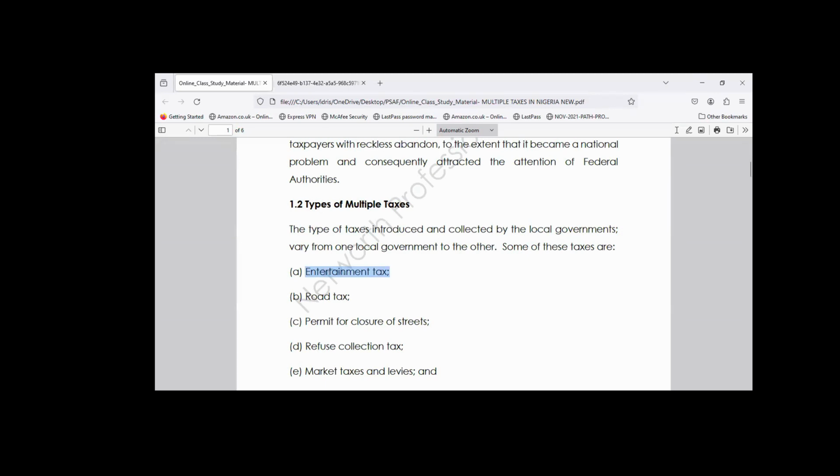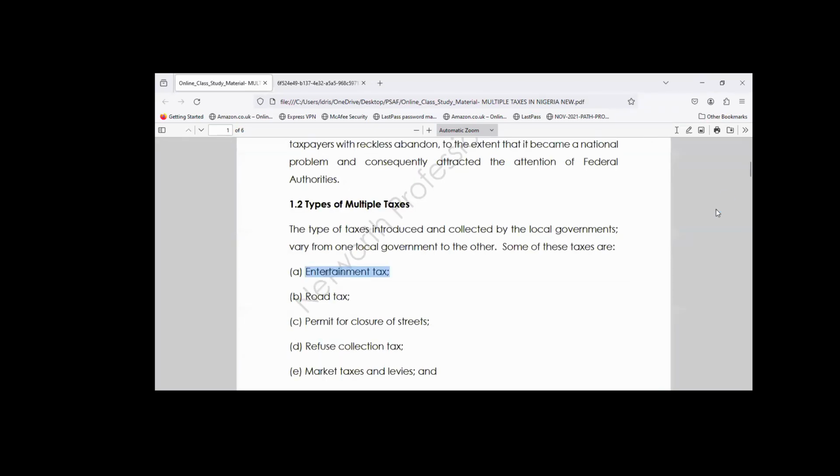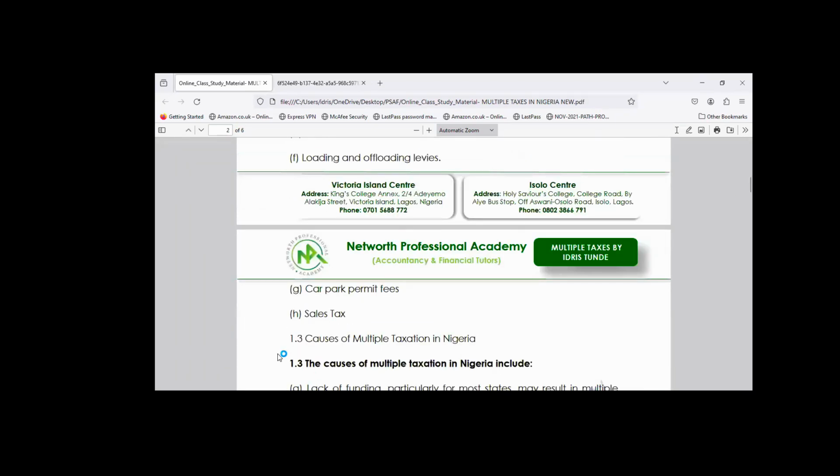Another one that we need to look at is sales tax. Another type of multiple taxes that we can look at is sales tax. What do you mean by this sales tax? The Federal Inland Revenue Service collects sales tax. Their own sales tax is the value added tax. It is being collected by the federal government, which is the Federal Inland Revenue Service.